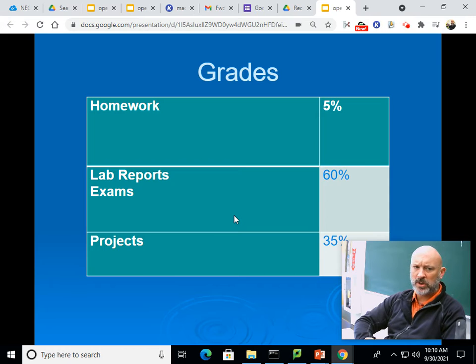Projects are going to look like some type of a presentation, and they'll start working on these presentations when we get into the different body systems. They're going to be assigned a specific disorder, and they're going to research that disorder and assemble a project. So they'll have a project to do with every system that we cover, and these projects are going to count for 35% of the grade.